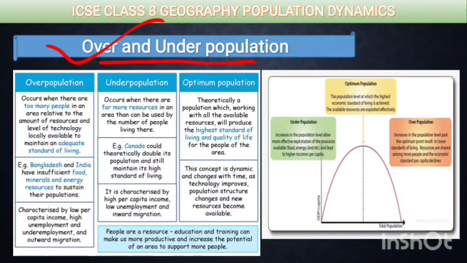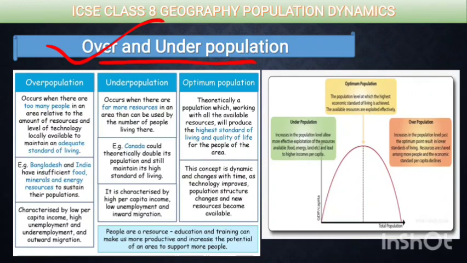Now we will discuss overpopulation, underpopulation, and optimum population. When does overpopulation occur? Overpopulation occurs when there are too many people in an area relative to the amount of resources and level of technology locally available to maintain an adequate standard of living. The overpopulated countries are Bangladesh and India.